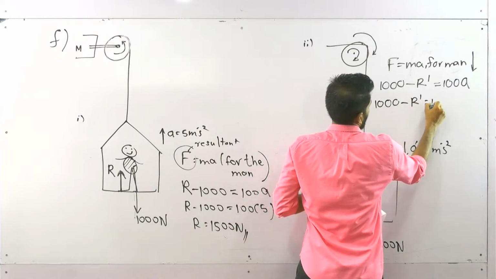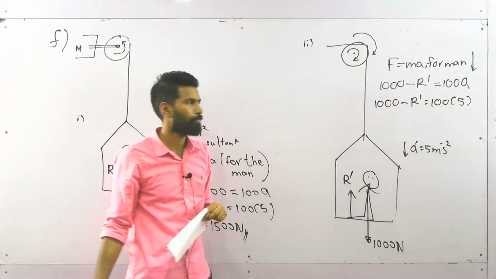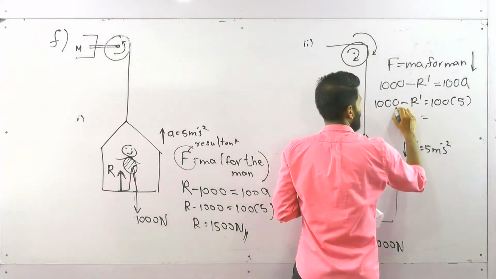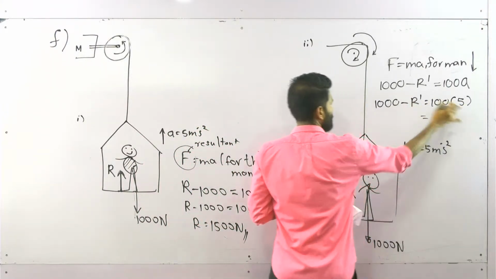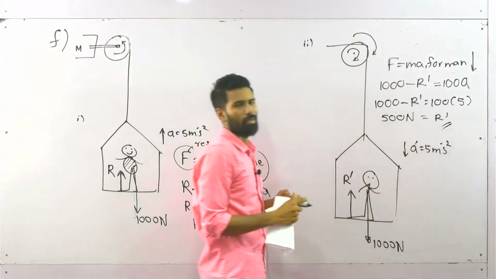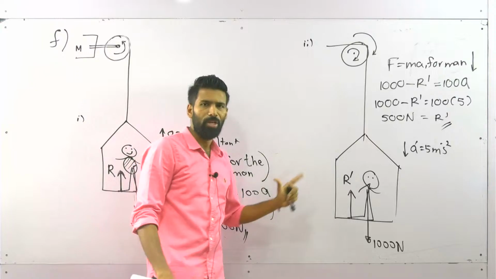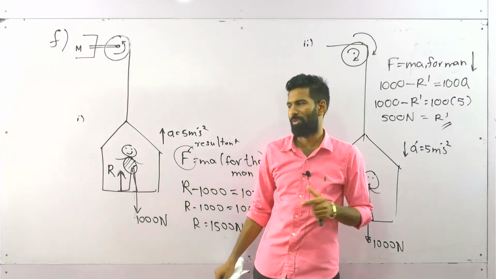1000 minus R dash, 100 into acceleration 5 meters per second squared downward. What will happen? R dash will come to the other side, 1000 minus 500. Now R dash is equal to 500 Newton. So what happened? When the motion changes, the normal reaction value has changed.